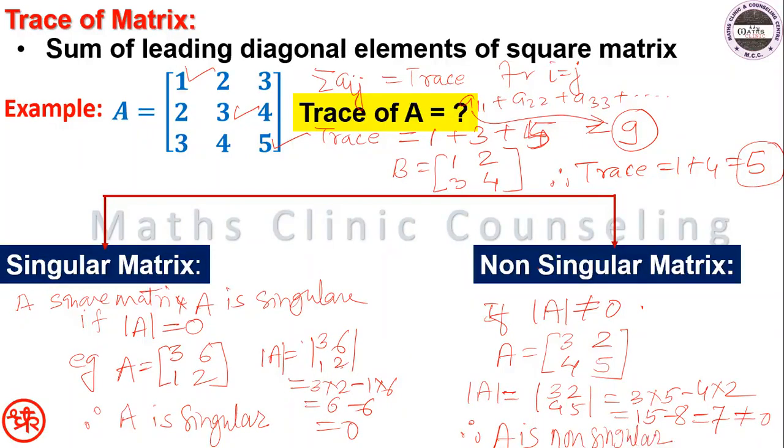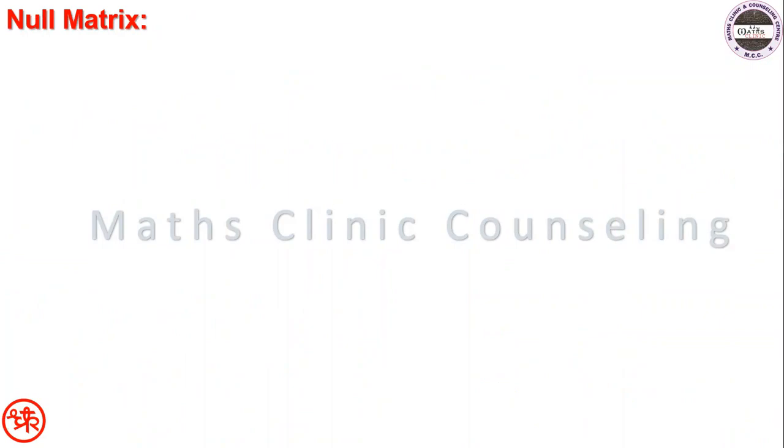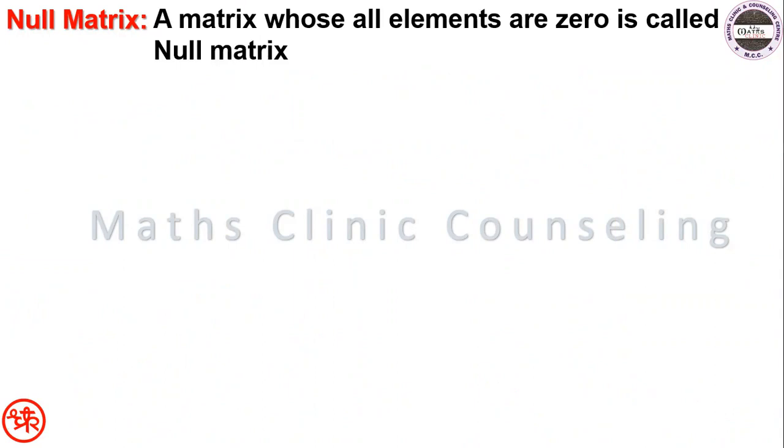So understand, A is a non-singular. So can we move ahead? Okay. अब देंगे null matrix. Null matrix. अब for null matrix definition, it may be a square or may not be a square. Rectangular भी हो सकती है. Okay. So a square matrix whose all entries are zero is called a null matrix.